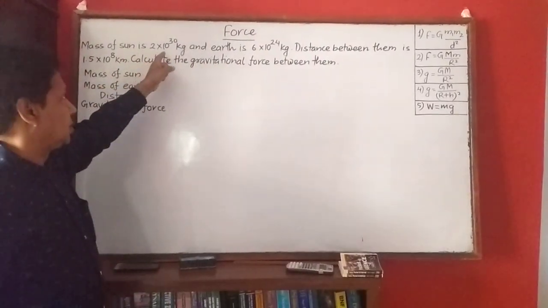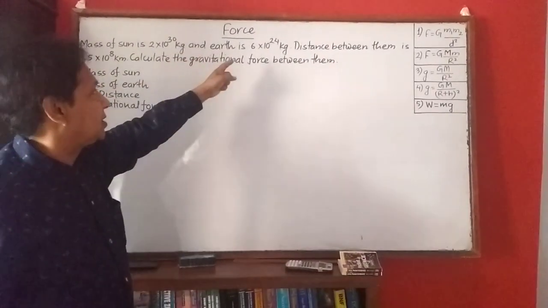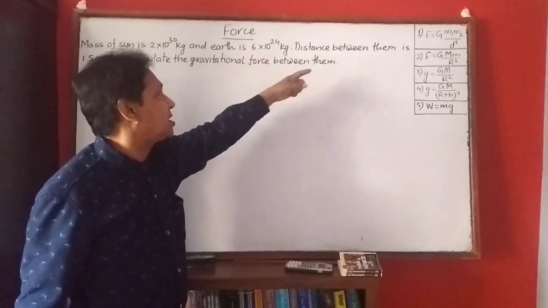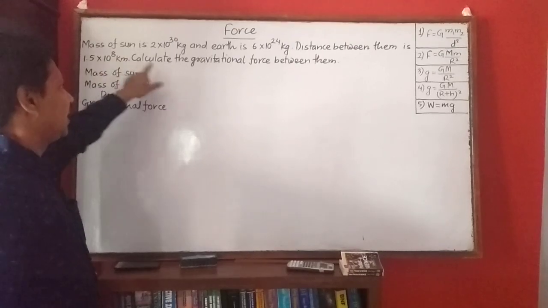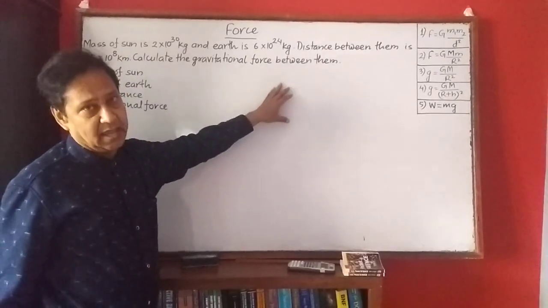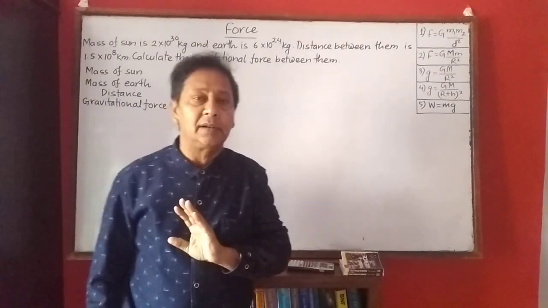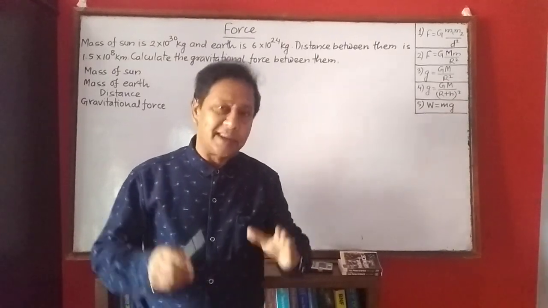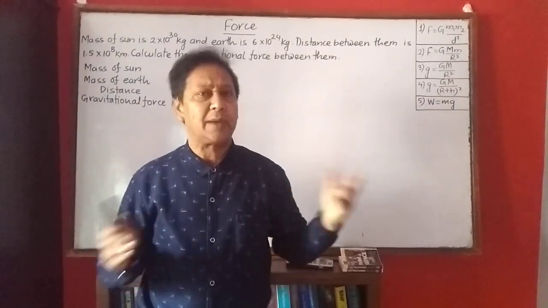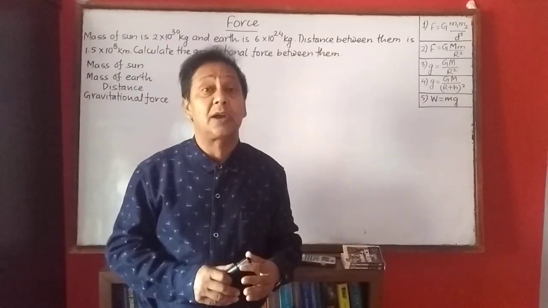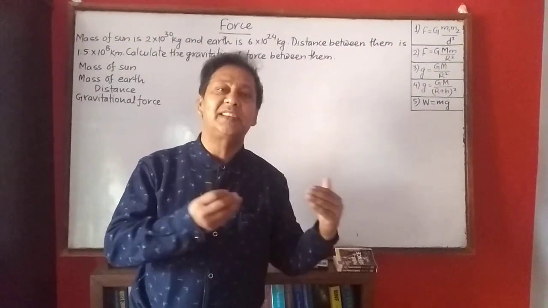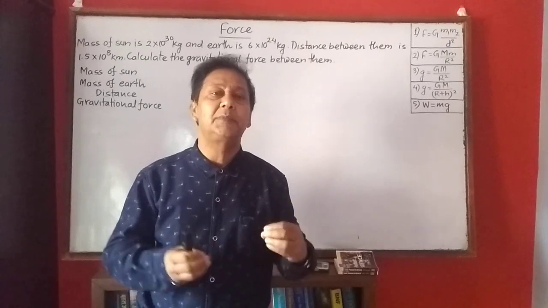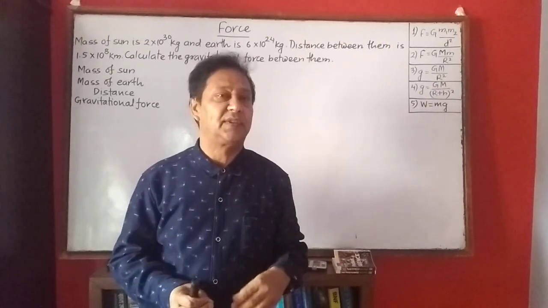Mass of the Sun is 2 into 10 to the power 30 kg and Earth is 6 into 10 to the power 24 kg. Distance between them is 1.5 into 10 to the power 8 kilometer. Calculate the gravitational force between them. Looking at the numerical, usually students get scared, but you don't have to be scared of numerical problems. Whenever we write the mathematical information of the numerical problem, we can feel it is very easy.